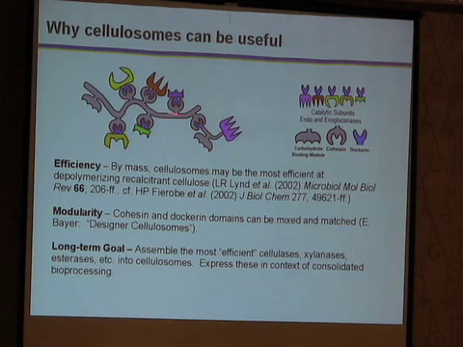The cellulosome's central scaffolding protein is very modular, and so it has protein interaction domains called cohesin and dockerin domains on the enzyme that can be mixed and matched. So one idea that Bayer has put out there is that we might be able to design new cellulosomes once we understand how these are put together, for example, to break down plant biomass. So the long-term goal is to assemble the most efficient cellulases and other types of hydrolases into cellulosomes, and the ideal would be to express these in the context of consolidated bioprocessing, where a single organism would be able to take plant biomass and convert it into liquid fuel.